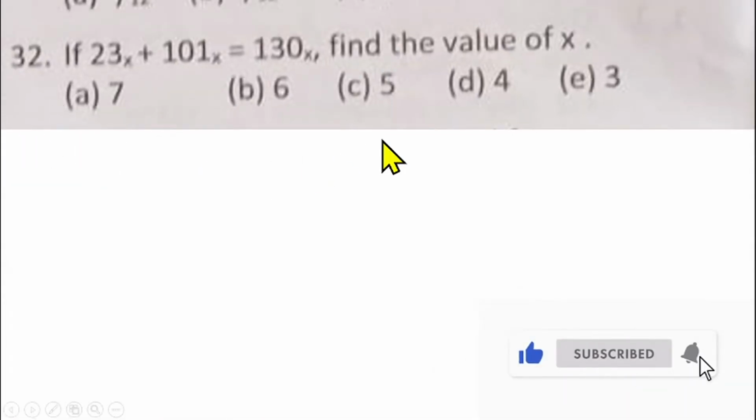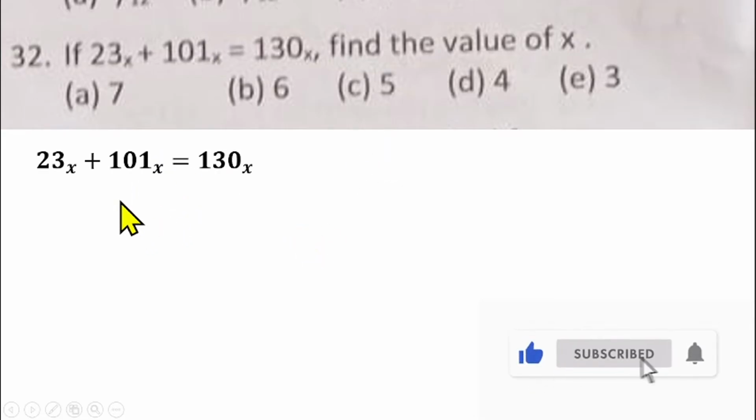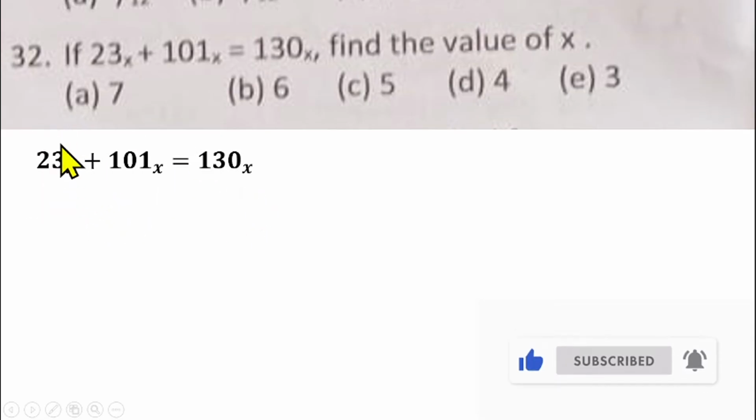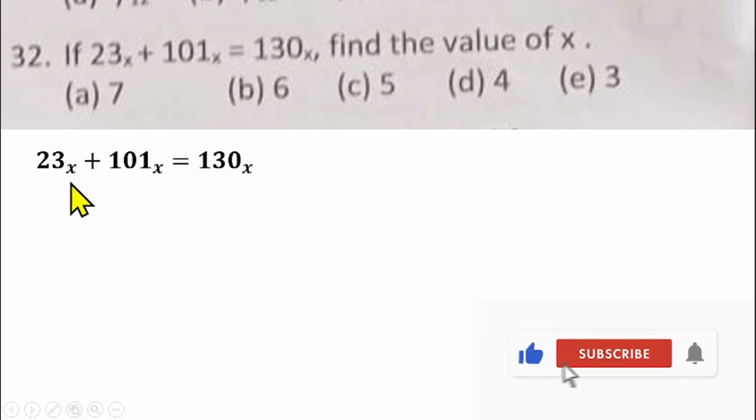Question number 32 is from number bases. You have 23 base x plus 101 base x equals 130 base x. We have to find the value of x. The best thing to do is to change each of these to base 10. They are currently in base x, so change them to base 10. And how do we change a number from a particular base to base 10? It is by doing expansion. So you tag the digits of this number with powers 0, 1, 2, and you now expand.